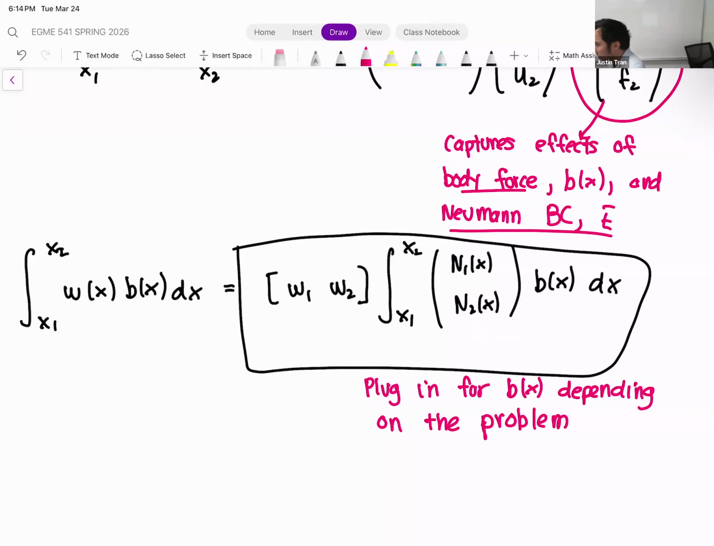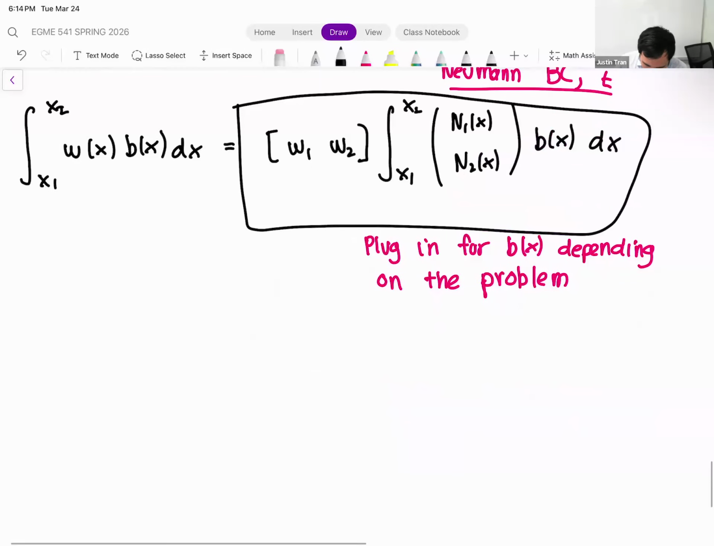But just know that we are going to have the contribution. And I believe the example that we're going to do actually does have a forcing term. I think so. Yes, it does. All right, so that's one element of our element forcing vector. Now let's look at the other term.